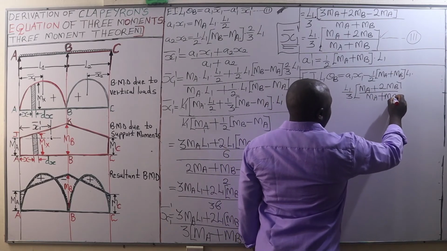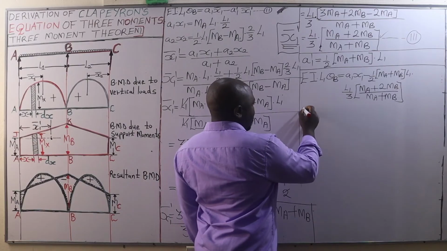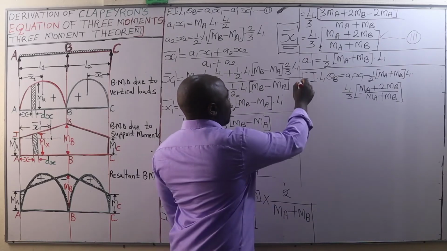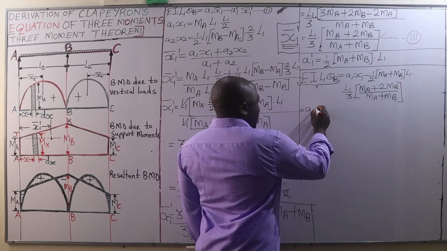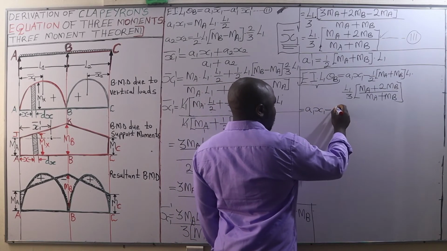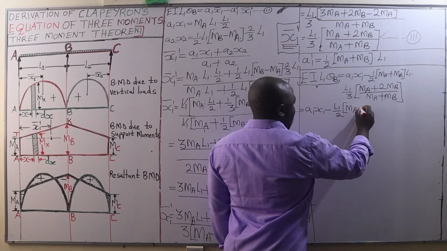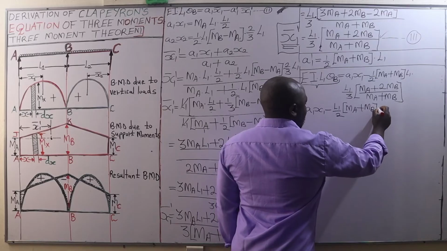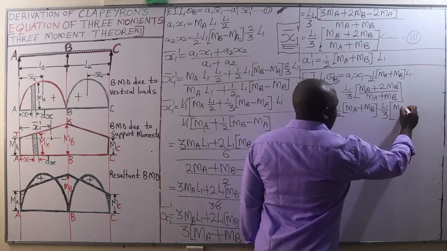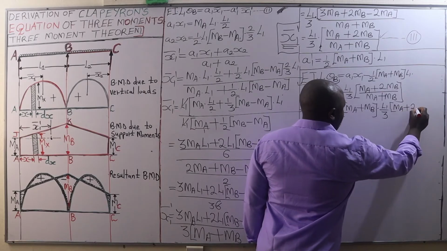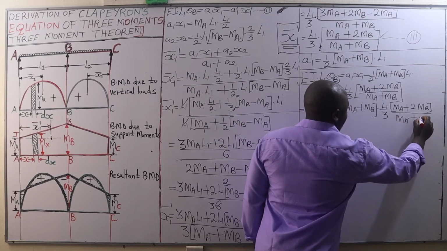MA plus MB. Let me solve whatever is on the right hand side first. So we are going to have this. I am going to leave whatever we have on the left hand side. I'll come to fix it later. So we are going to have A1 x1 minus L1 over 2, L1 over 2 into MA plus MB multiplied by L1 over 3 into MA plus 2MB all over MA plus MB.